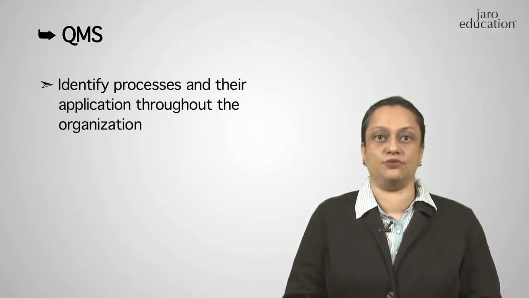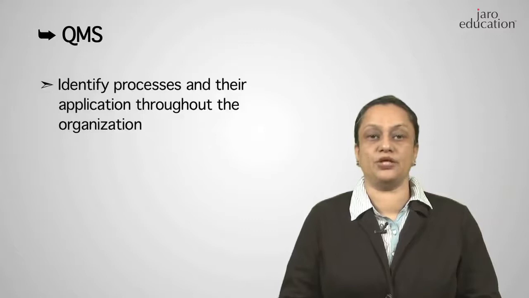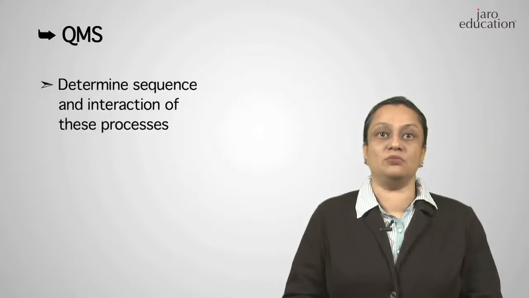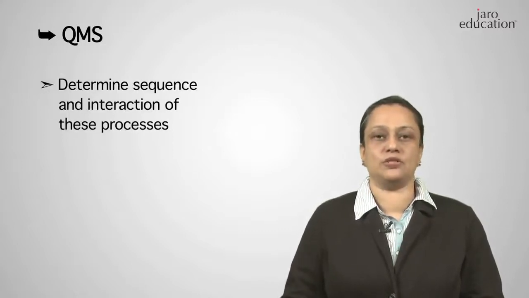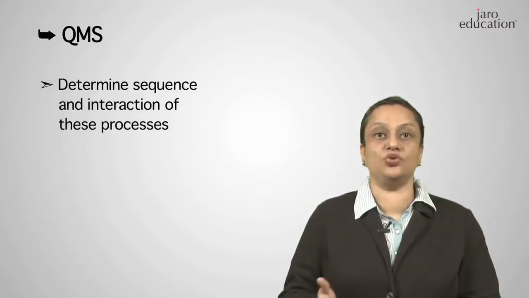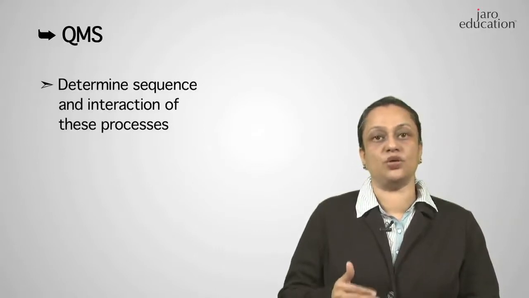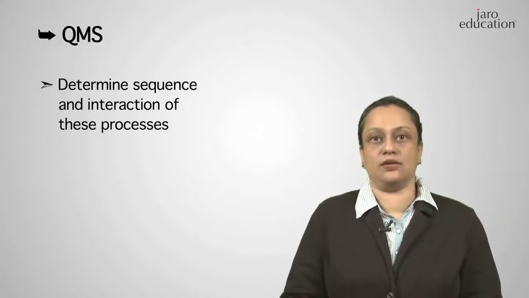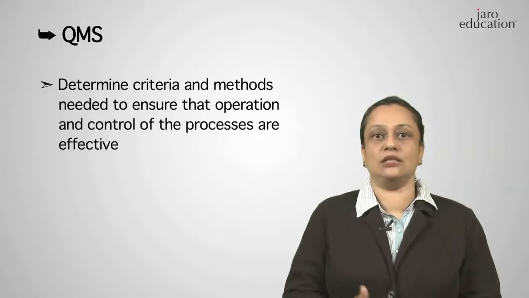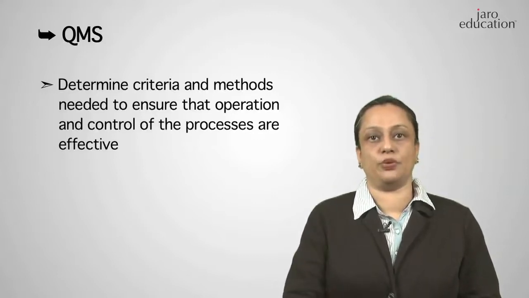We also saw the QMS, the development, the creation and the maintenance of the QMS, where first we need to identify the processes that are needed for the QMS and also determine their application throughout the different projects being executed in the organization. We then determine their sequence and interaction, how one process interacts with the other. This information is needed when you decide to change a process, so that you know how changing one process may impact another process. Then we saw how to determine the criteria and methods needed to ensure that the operation and the control of the processes are effective.